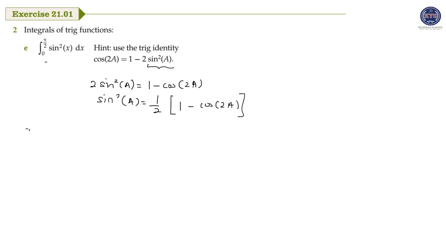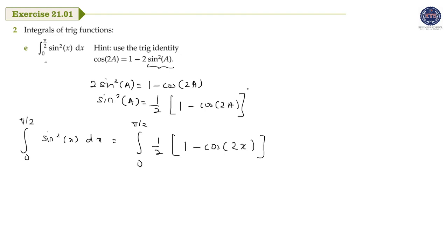Alright, so 0 to pi over 2 sin squared x dx, we can replace with 0 to pi over 2 of 1 over 2 times 1 minus cos 2x. Okay, don't use 2a because our variable over here is in terms of x. So don't use a, we just replace it with x.